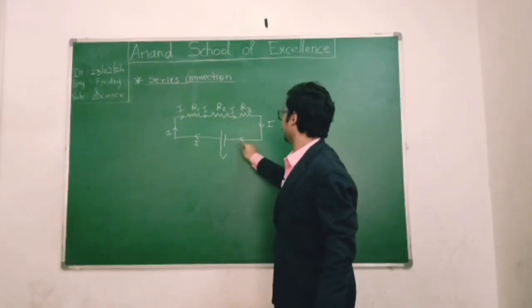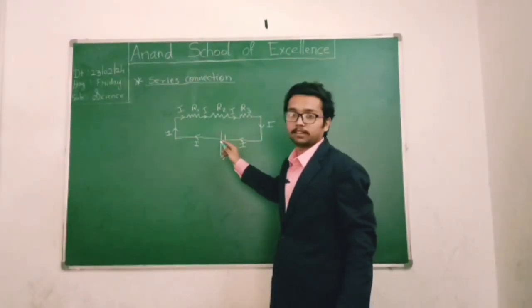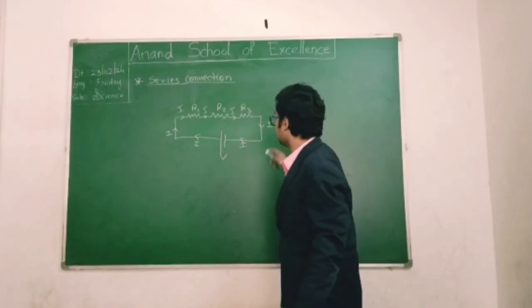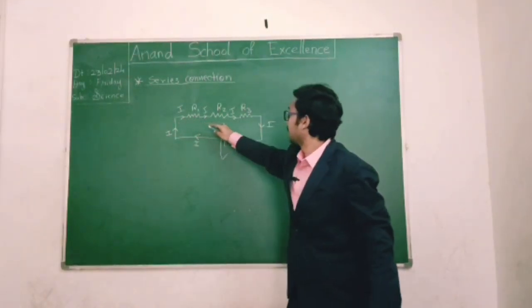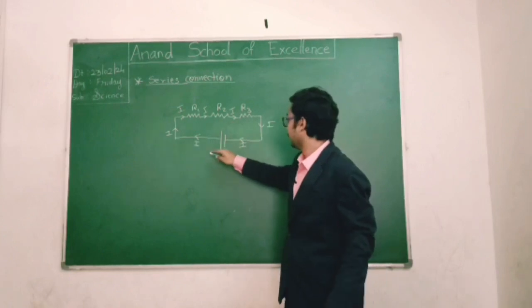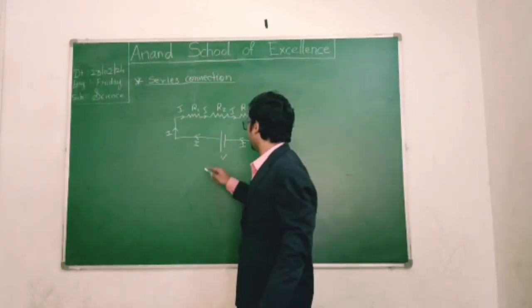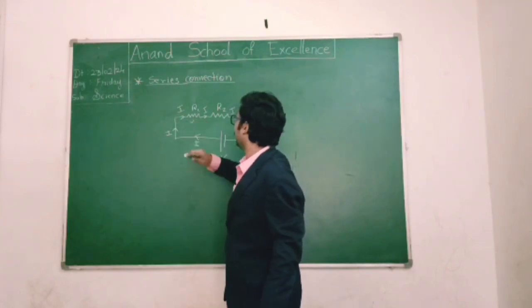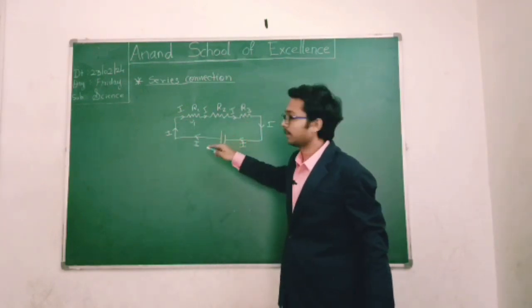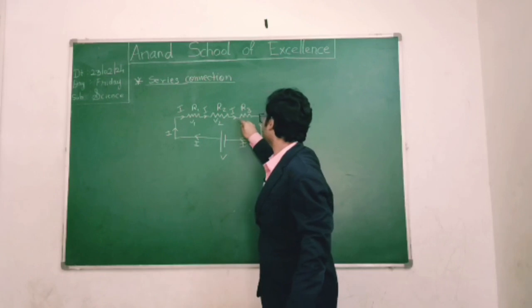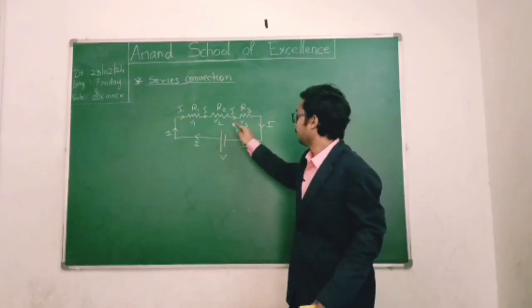This is the flow of current and this is the direction in which current is flowing in this circuit. This is the first resistor R1, this is R2 and this is R3 and this is our battery, which I have denoted by V. Here the value of V is different for every resistor, that is V1, V2 and V3. How can we find this?